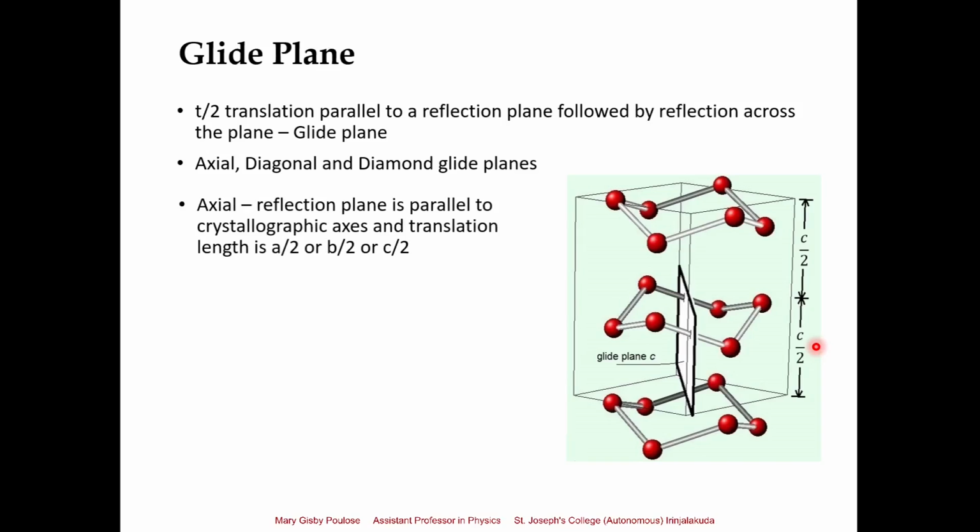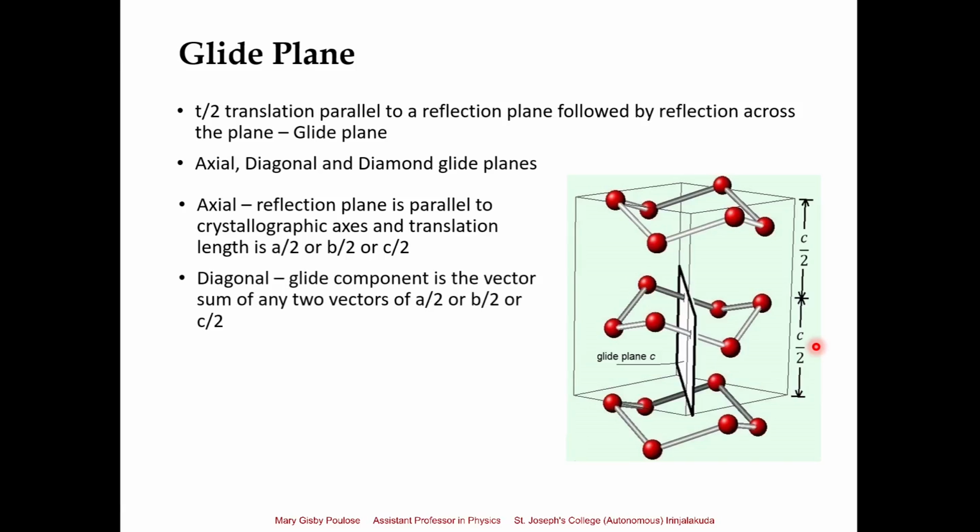In the axial glide plane, the reflection plane is parallel to the crystallographic axis and it is translated along a by 2 or b by 2 or c by 2. Try to imagine it. Okay. So first, we try to identify the reflection plane in that structure and reflect it, and upon reflecting, translate that structure along any of the x, y or z axis by a distance of either a by 2, b by 2 or c by 2. And this forms the axial glide plane.